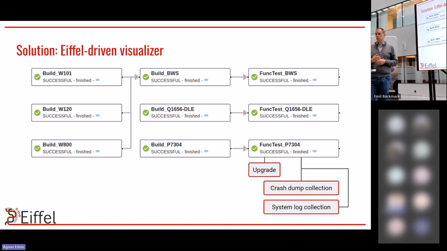So for example, if the original build of the P7304 failed, that will be up to the visualizer. Should I even show the old one? Maybe the original failed one is completely irrelevant. Maybe I should just hide it, or maybe it should be hidden behind some menu or something, so you can still look at it. That's doable.